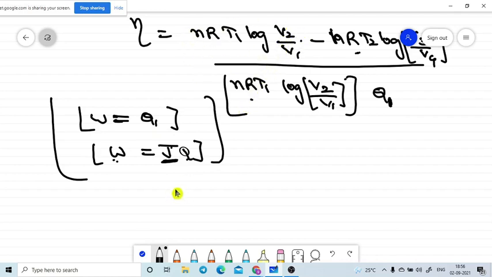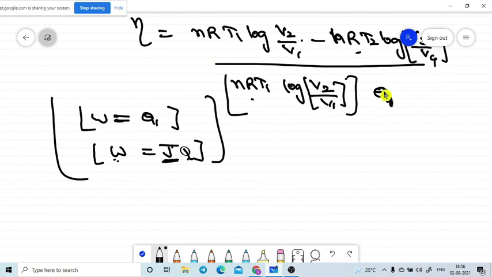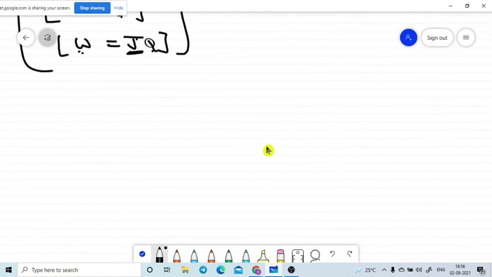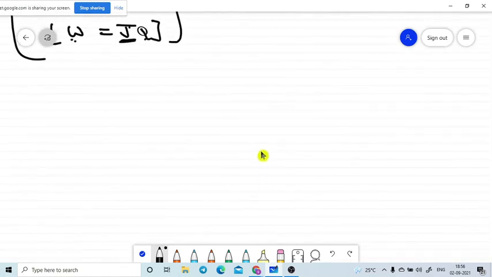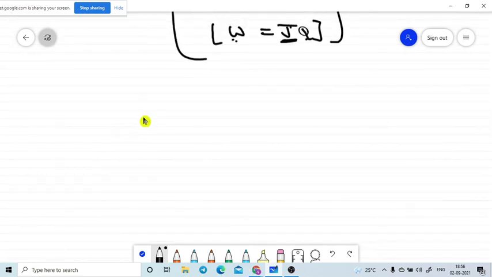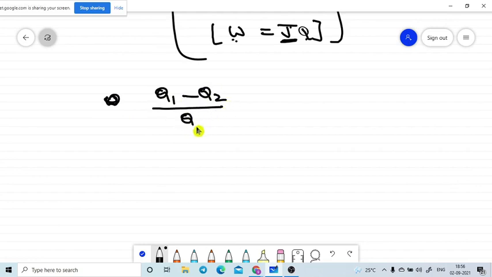Let me do one small process here. W1 is there, and I need to convert this one. How are we going to convert? Please concentrate here. What is the efficiency formula? Efficiency eta is equal to Q1 minus Q2 divided by Q1. Q1 is the heat absorbed and Q2 is the heat released. This is the efficiency formula.